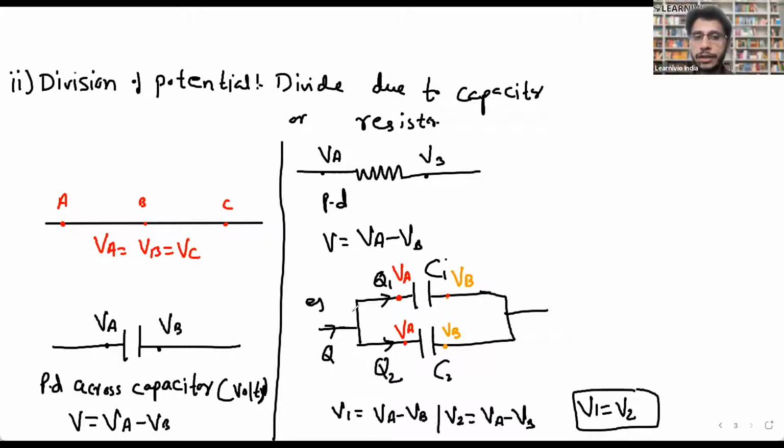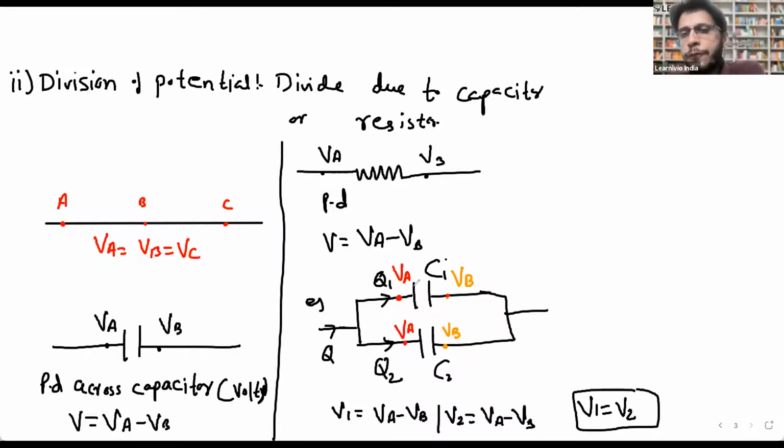by a conducting wire, there is no break here. Then these 2 points will have same potential. This result is independent of the capacity. You can have capacitance of any values. If they are connected by a straight wire, then potential will be same. Okay, Ahmed? Yes, sir. Okay.